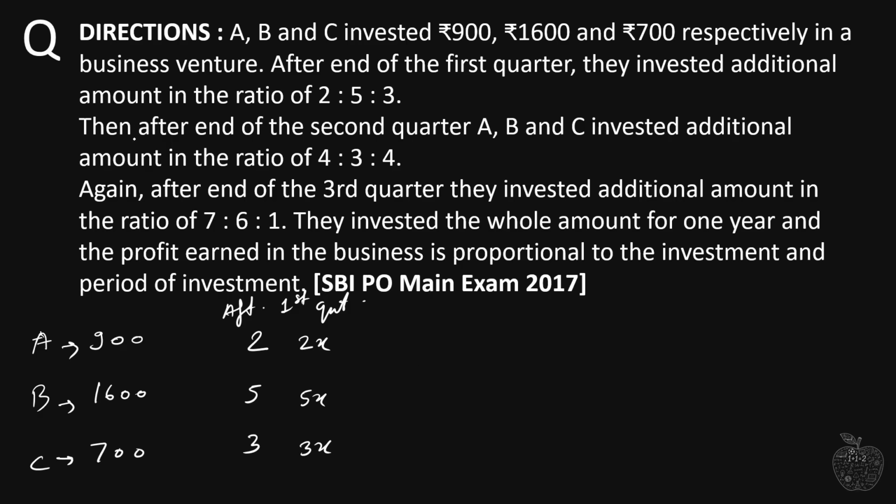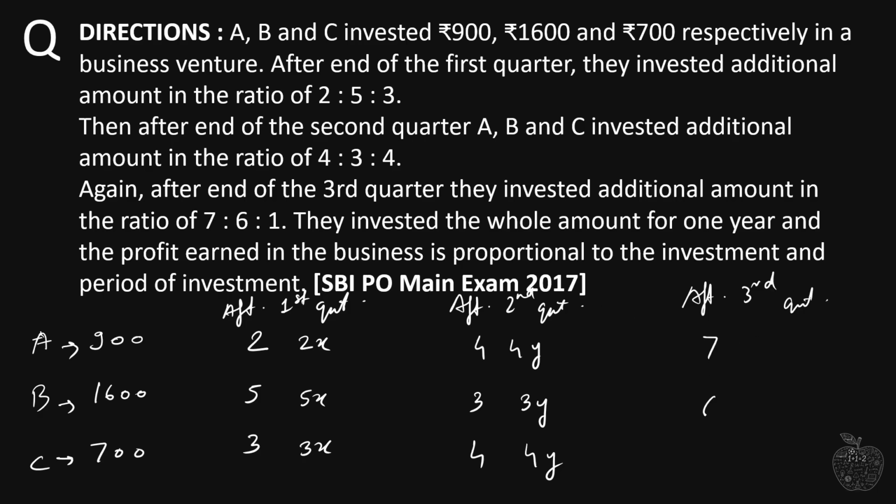Now, after the end of second quarter, A, B and C invested additional amount in the ratio 4:3:4. So let's say they invested 4y, 3y and 4y respectively. Now again, after the end of third quarter, they invested additional amount in the ratio 7:6:1. So let's say they invested 7z, 6z and 1z. All right, this much is clear.